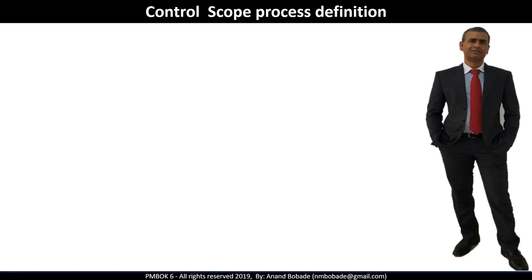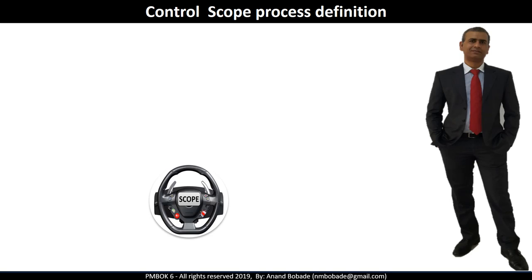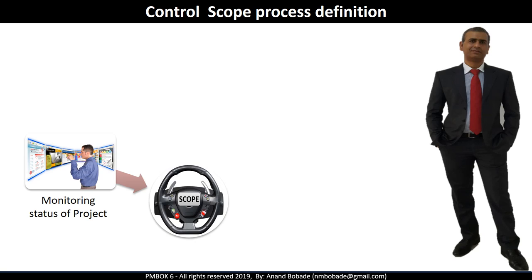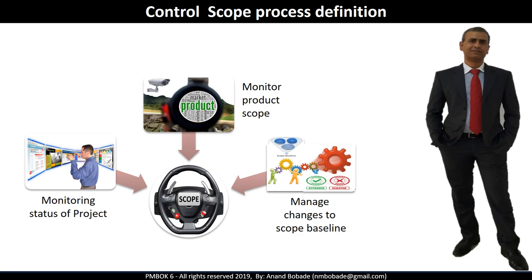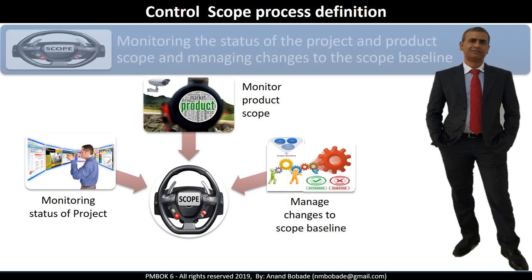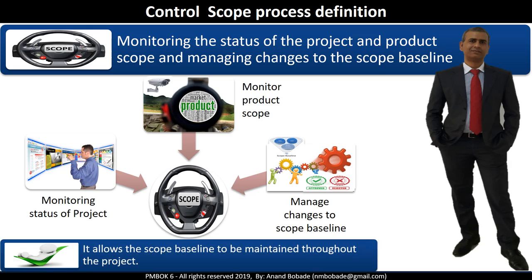Let's take a look at the process definition. Control scope is the process of monitoring the status of project and product scope and managing changes to the scope baseline. It allows the scope baseline to be maintained throughout the project.